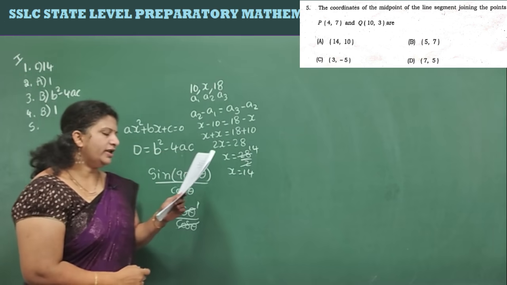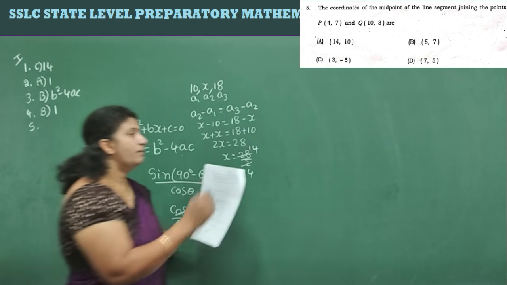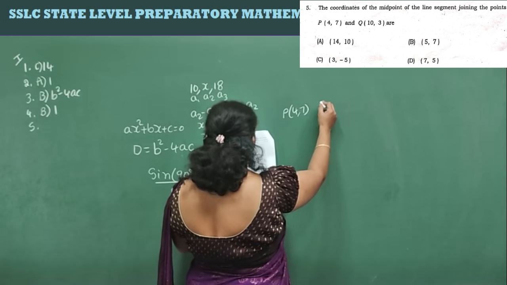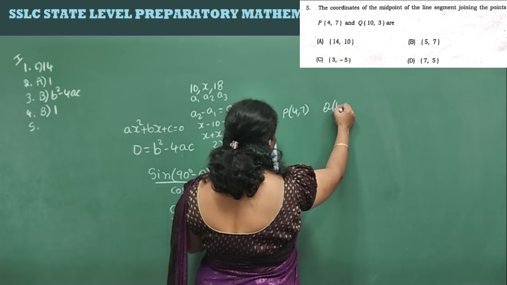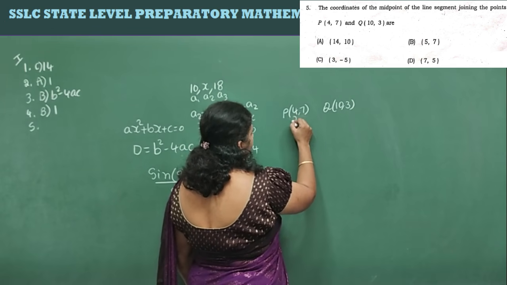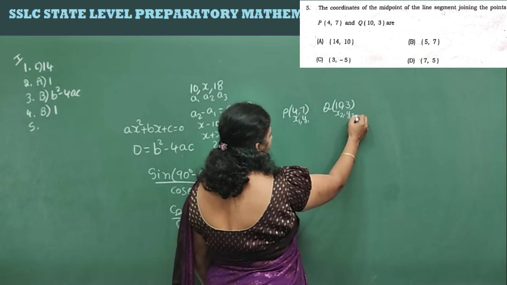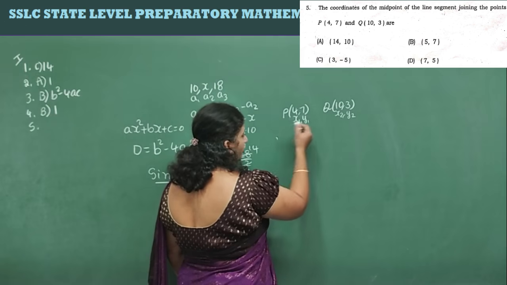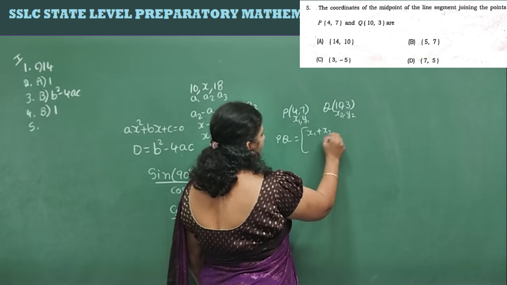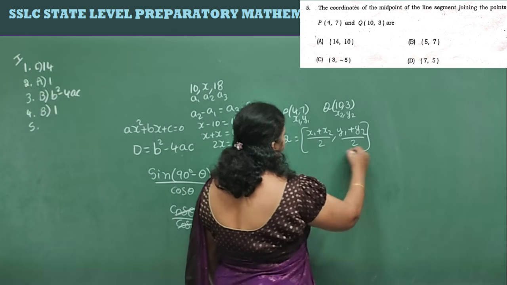Fifth one. The coordinates of the midpoint of the line segment joining the points. Midpoint of the line segment. That means the coordinates given here are P(4, 7) and Q(10, 3). We need to find the midpoint, right? So these coordinates, let us mark x1, y1 and this is x2, y2. What is the midpoint of this PQ? Formula: x1 plus x2 by 2, y1 plus y2 by 2.